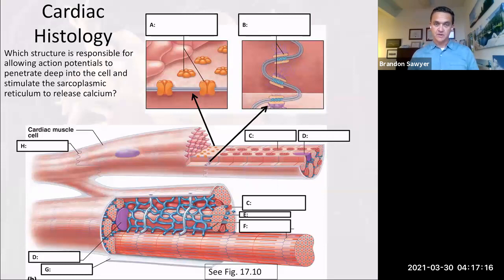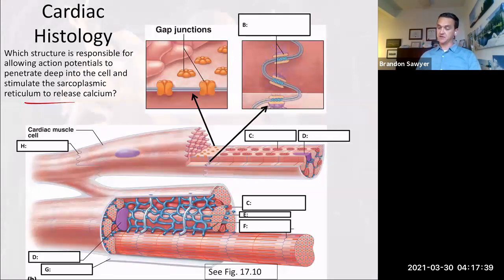So we look at the diagram, kind of filling in what was on the previous slide. We can see these structures. I encourage you to pause it, fill this in, and see if you can answer this question. Which structure is responsible for allowing action potentials to penetrate deep into the cell and stimulate the sarcoplasmic reticulum? It wasn't one of the ones on the previous slide, but it's one we talked about previously. But we'll get there in a sec.